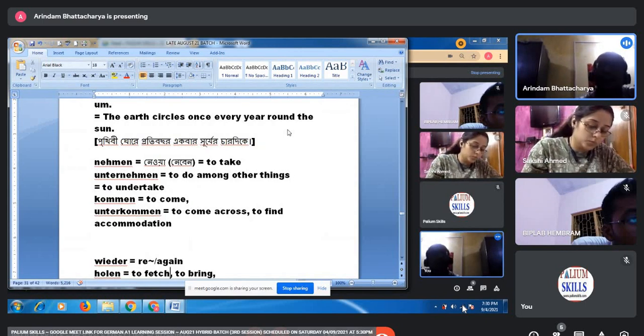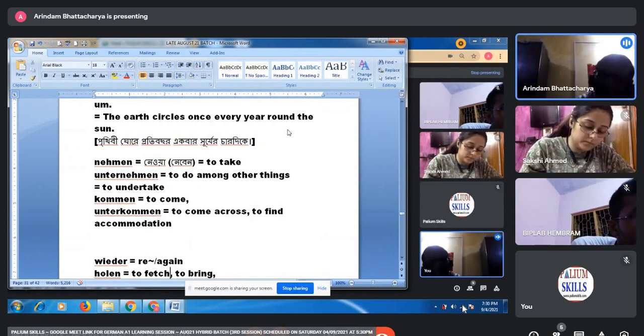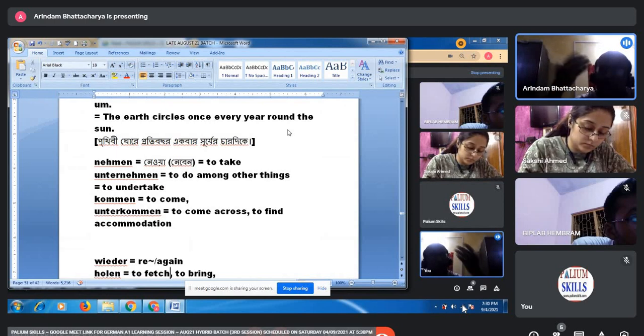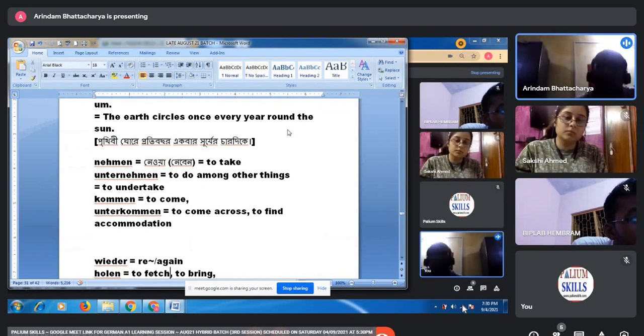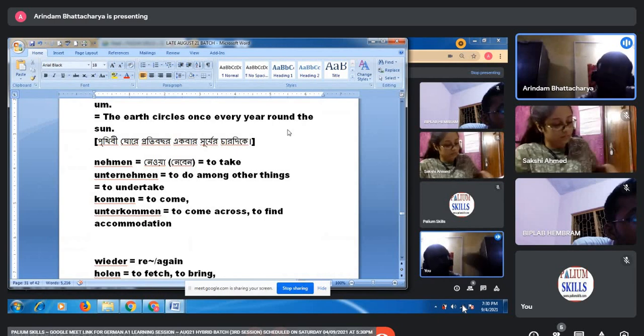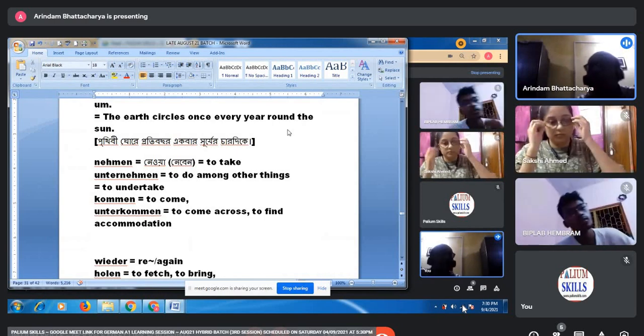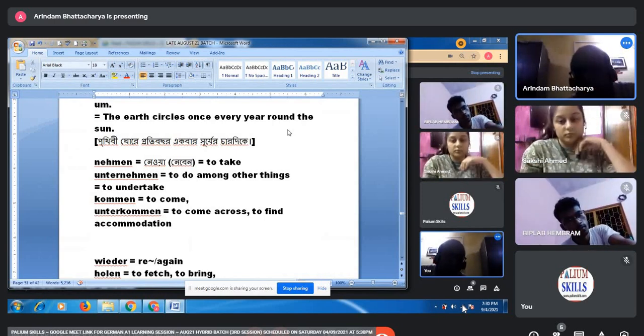So you find that from the ordinary verbs of coming, going, eating, seeing, taking and various other things, these are all ordinary verbs. From the ordinary verbs, they are attaching prefixes to get extraordinary verbs.